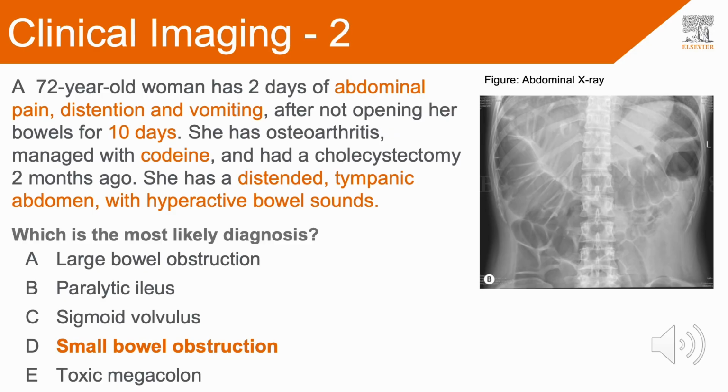In the figure, we can see an abdominal X-ray which shows gross dilation of the small bowel, and you can tell it's a small bowel as the valvulae conniventes traverse the full width of the bowel. All of this is in keeping with a diagnosis of bowel obstruction.